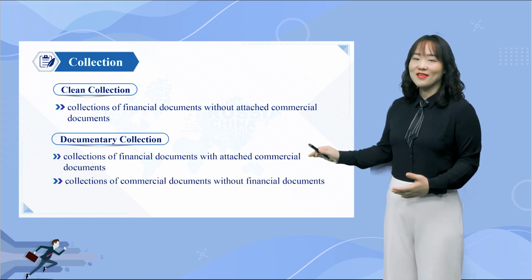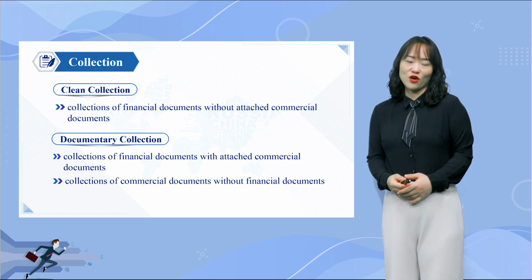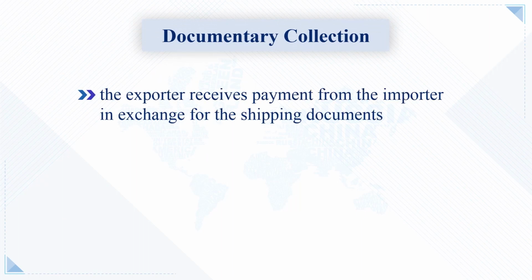Documentary collection are collections of financial documents, which may have attached commercial documents, or collections of commercial documents without financial documents. Documentary collection is so called because the exporter receives payment from the importer in exchange for the shipping documents. Shipping documents are required for the buyer to clear the goods through customs and take delivery. They include, and are not limited to, commercial invoice, certificate of origin, insurance certificate, packing list, etc.